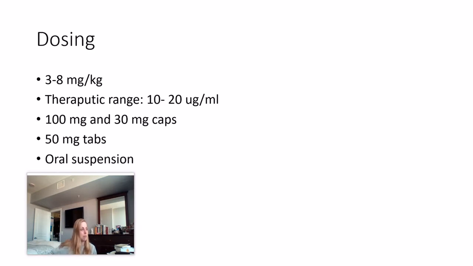So, dosing. Patients on Dilantin/phenytoin should be getting 3 to 8 milligrams per kilogram. And then the therapeutic range is 10 to 20. These medications come in 100 milligrams, 30 milligrams, and 50 milligrams, or they also come in an oral suspension, which is super common, especially for kids.